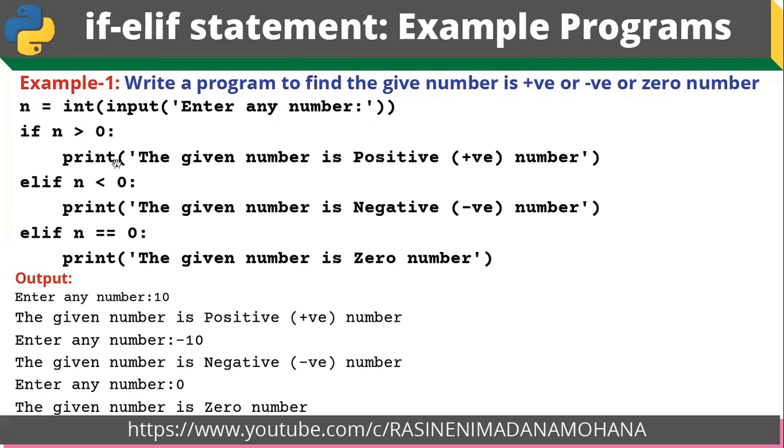If your entered number is greater than 0, the first condition is executed. If the entered number is less than 0, that means the first condition fails, then it comes to the second condition, the elif condition. Now this condition is executed: if n less than 0, then it prints the given number is negative number. If the second condition also does not execute, that means the second condition returns false, then it comes to the third condition. What is the third condition? If n equal to 0, that is, your entered number is same as 0, then it prints the given number is 0. So like that you can check multiple conditions using the if-elif statement.